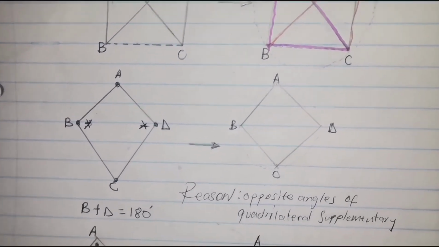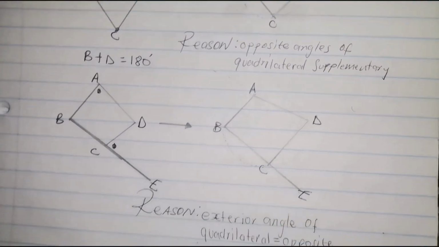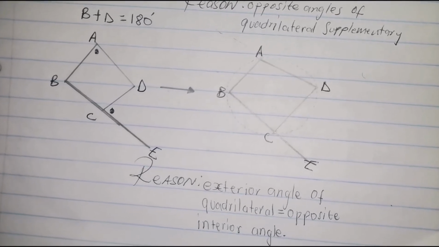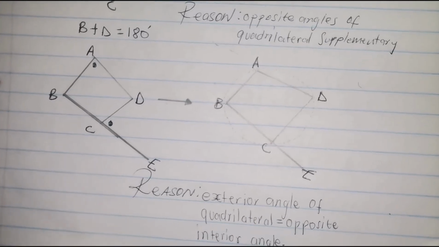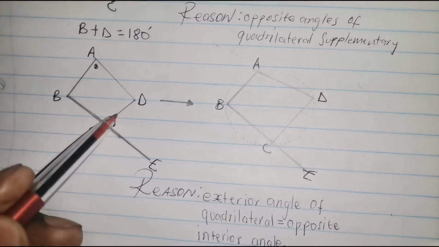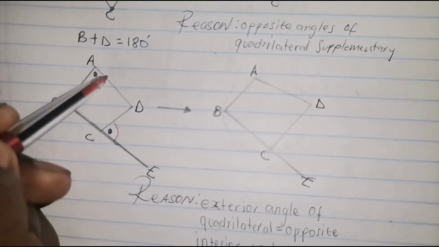Just go back to the first minutes of this video. Then the last reason you can use to prove that a particular quadrilateral is a cyclic quad is that if you have an exterior angle of a quadrilateral, this exterior angle is going to be equal to the opposite interior angle of this quadrilateral.